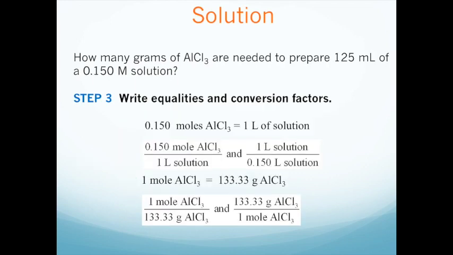So we have quantities we can set up here. 0.15 moles of aluminum chloride per 1 liter of solution is our conversion factor. And 1 mole of aluminum chloride is equal to 133.33 grams of aluminum chloride, based on the mass of aluminum and the mass of chlorine. So we get these conversion factors here.